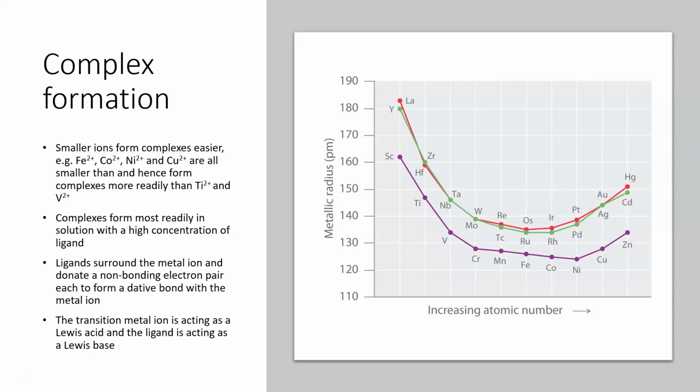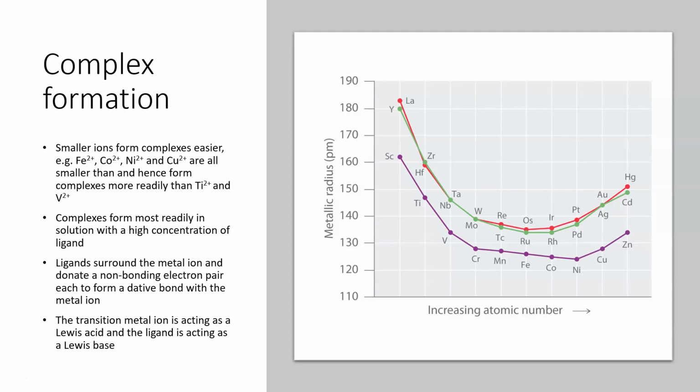Complexes form most readily in solution with a high concentration of ligands, so we can swap ligands or form ligand complexes by putting these ions into solutions that contain the ligand. By ensuring a high concentration of the ligand, we will ensure complexation occurs.